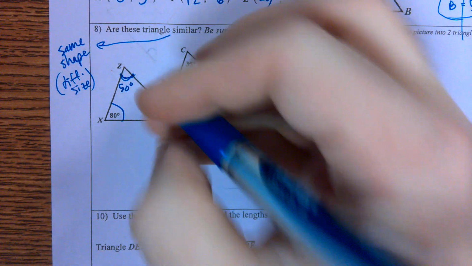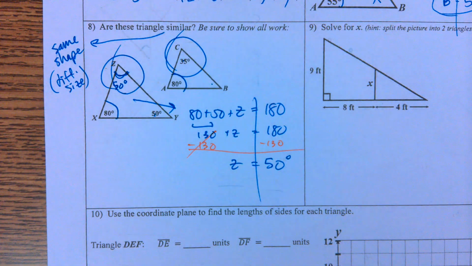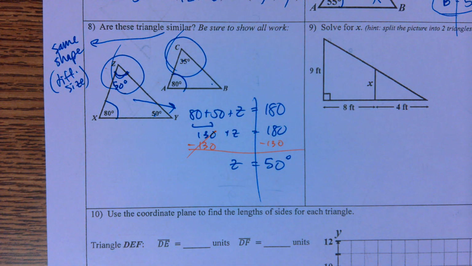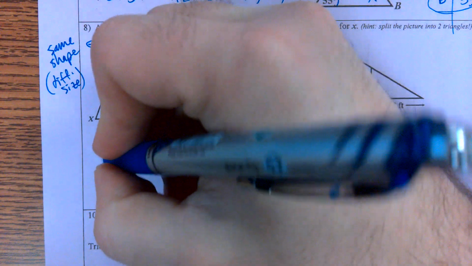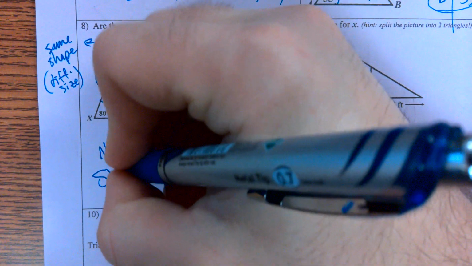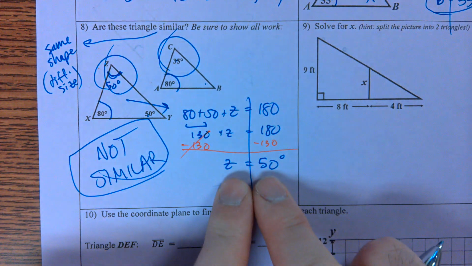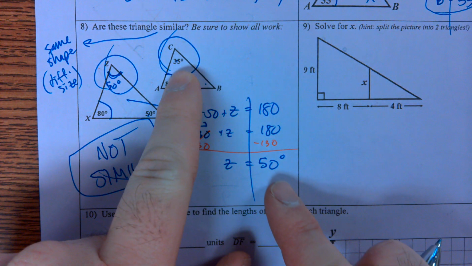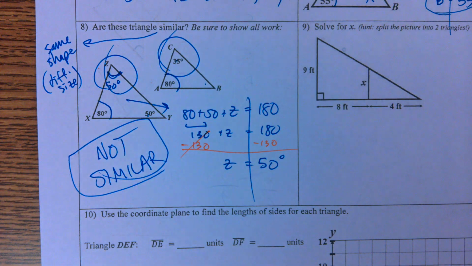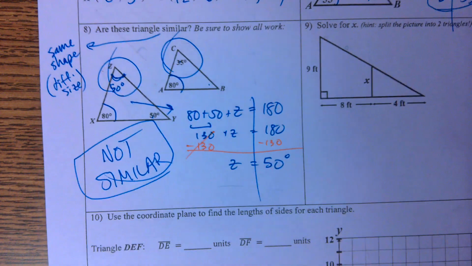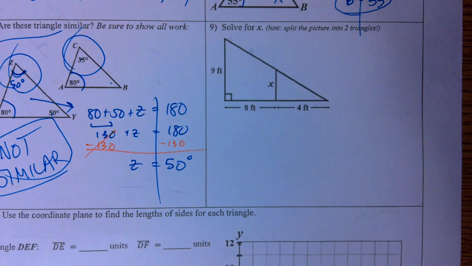All I've got to see now is, does that match my corresponding angle in the small triangle? Well, 50 and 35 clearly don't match. So these triangles are not similar. If we found that Z equals 35 degrees, then we could say, okay, these are definitely similar. All right? Not similar. I feel like we're pretty good with that one. It was the most recent thing we did, so hopefully it's not too bad.